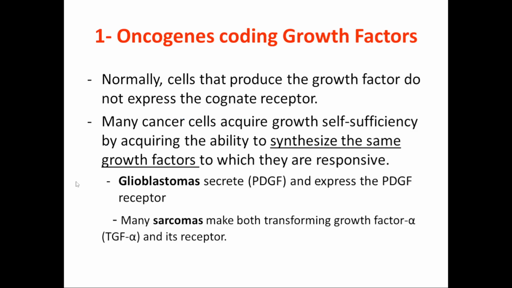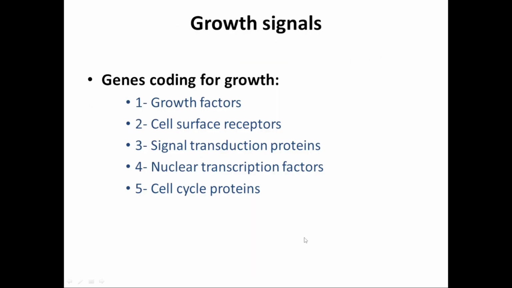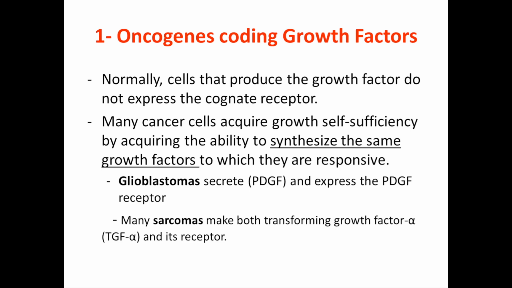So, the first one is oncogenes coding for growth factors. We have a stepwise process. The steps are binding of a growth factor, then the receptors, then signal transduction, then DNA regulatory proteins. So the first one is growth factors. Oncogenes coding for growth factors.